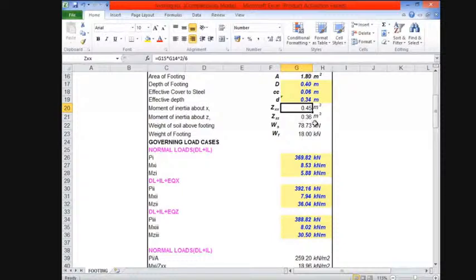What is the maximum load that is coming? Then what is the maximum moment that is coming? For that, you have to design your foundation. Okay, so you have to calculate that ZXX and ZZ.